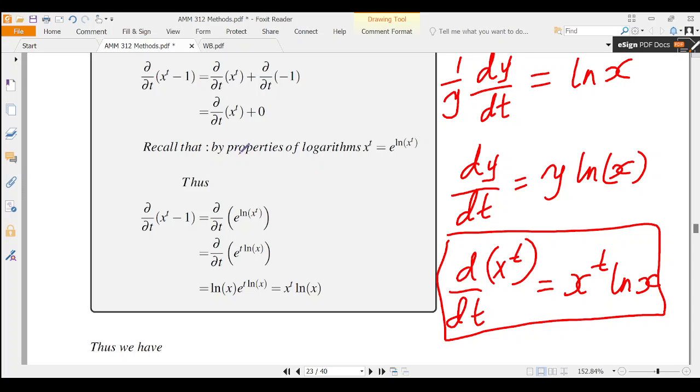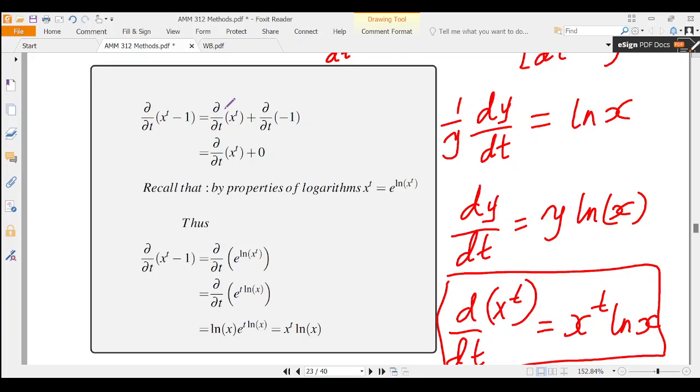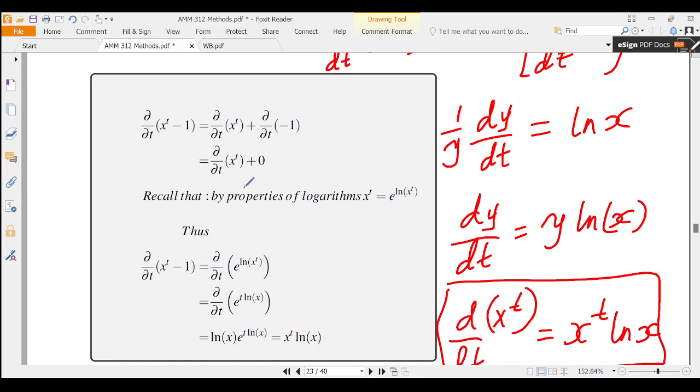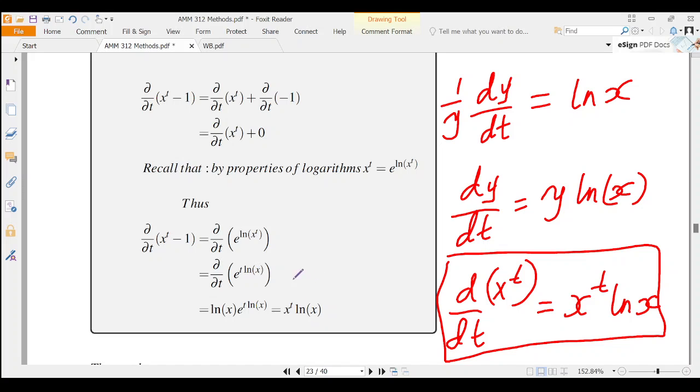Another method is where we can just apply directly when we write this one, and we see that the derivative of minus 1 here is 0. To differentiate this, another method is by using the properties of logarithms, writing x raised to power t as e raised to power logarithm of x raised to power t, which we can then differentiate, and we end up with the same result.